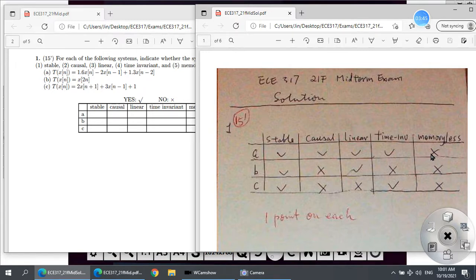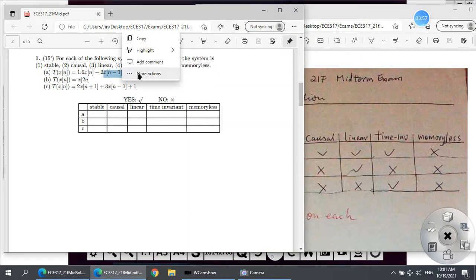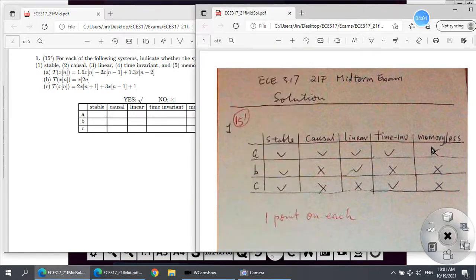And the last one is memoryless. Memoryless only happens when the output depends only on x of n itself. But now we have x of n minus 1 and x of n minus 2, so it is not memoryless. So this is for A.